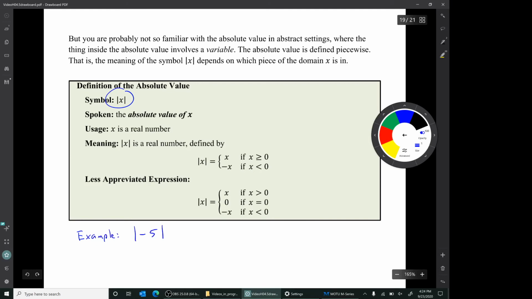so how do you compute the absolute value of negative 5 using this definition? You observe that negative 5 is less than 0. So we're going to use this formula to compute the absolute value. Absolute value of x is equal to negative x in the case when x is a negative number. So whatever my number is inside that absolute value, I stick on a negative sign from the formula, and I end up with the number 5.